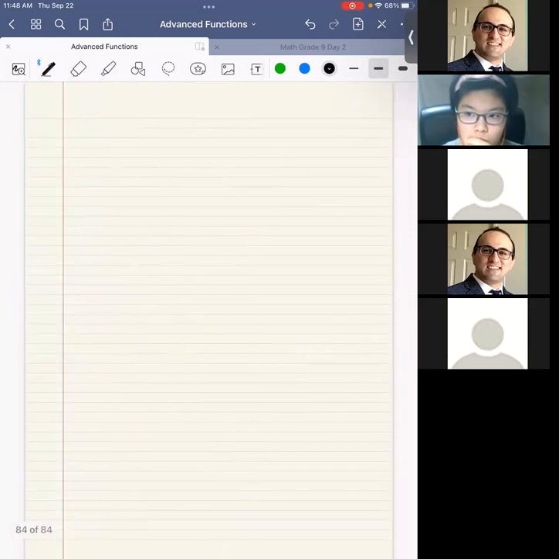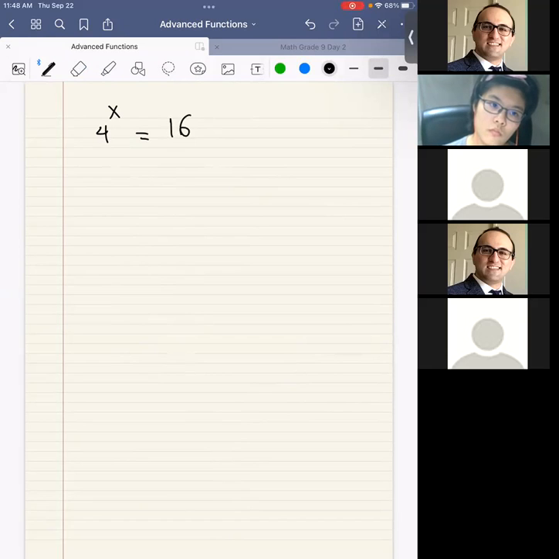So this was just the exponential function. You can also have exponential inequalities or equations. So one might ask you, for example, you have this function 4 to the power x, and let me just ask you some simple question. What would be x if 4 to the power x is 16? 2. x is equal to 2.